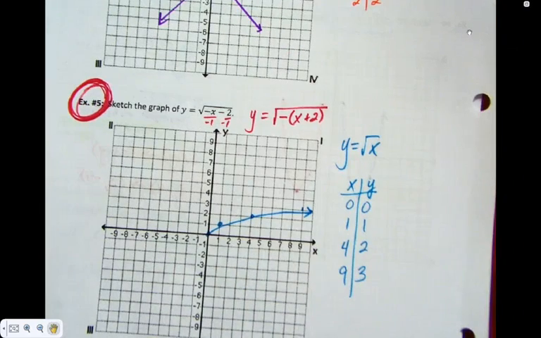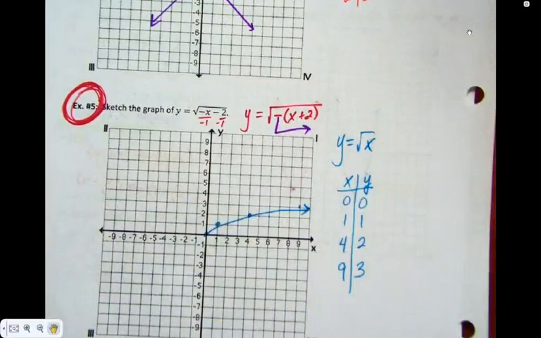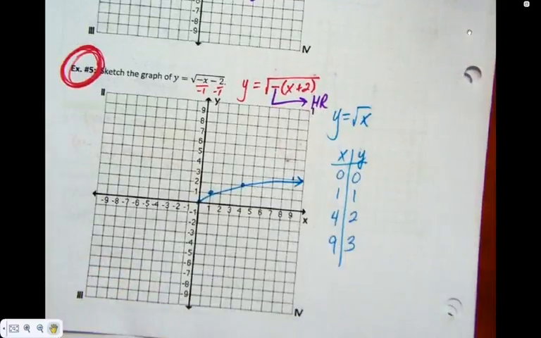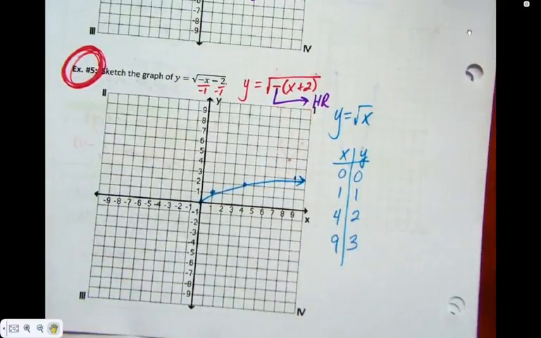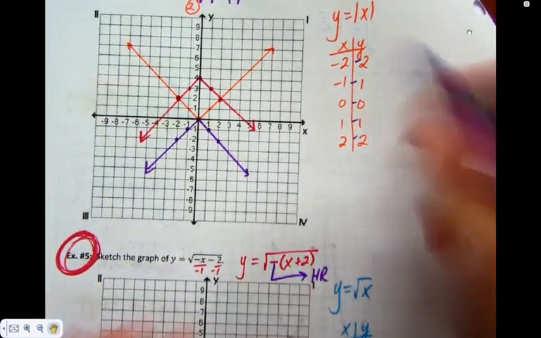Okie doke. Let's identify the transformations. Obviously, that negative is a horizontal reflection, Kaylee? Shame, shame. I'm putting you on domain and range duty now.